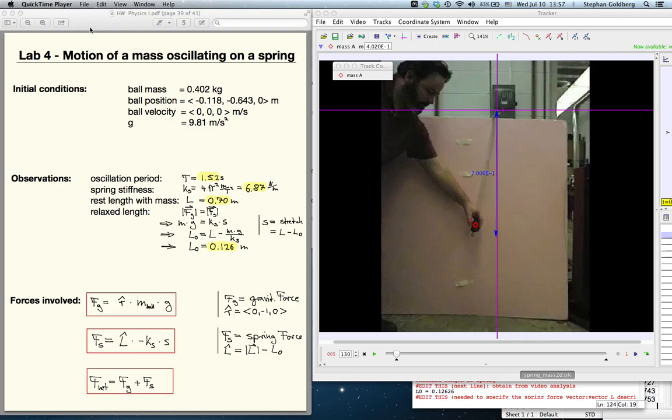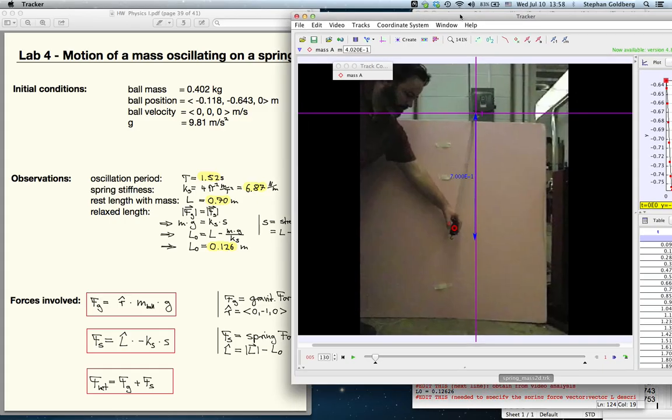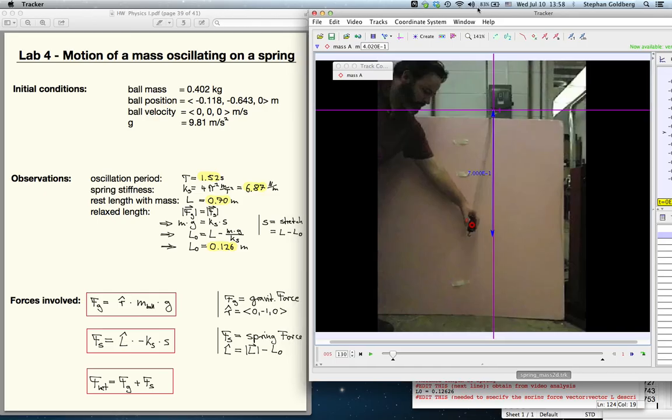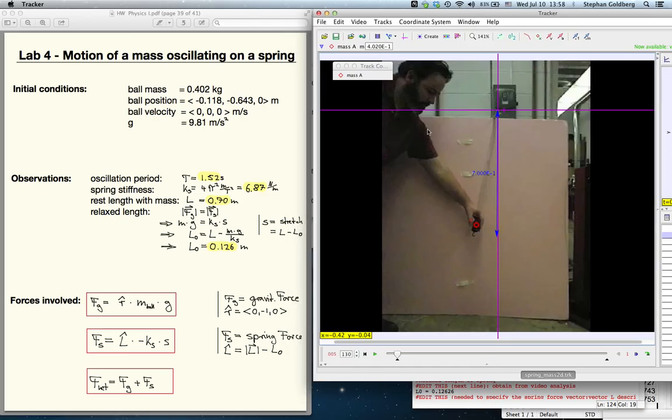Hello, today we will analyze the motion of a mass oscillating on a spring. This object has a mass of 0.4 kilograms. The initial position of it was derived from observing through Tracker, and the ball's velocity is 0 as this gentleman releases it, and little g is of course constant. Let's run and observe this motion.